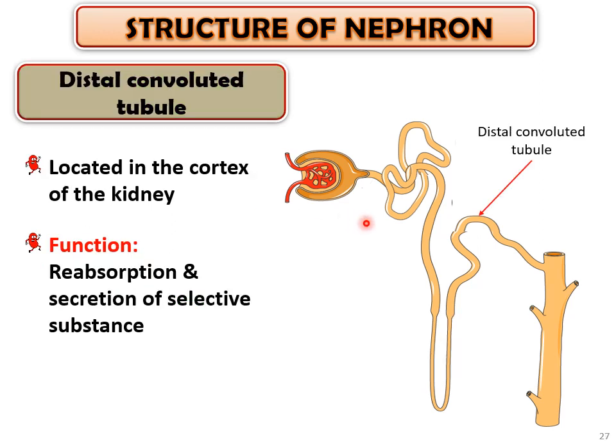Okay, distal convoluted tubule, that is away from the glomerular capsule, located in the cortex. So it is composed of cuboidal epithelial cells. The inner surface is lined with few microvilli and mitochondria. So the function of the distal convoluted tubule is reabsorption and secretion of selective substances.